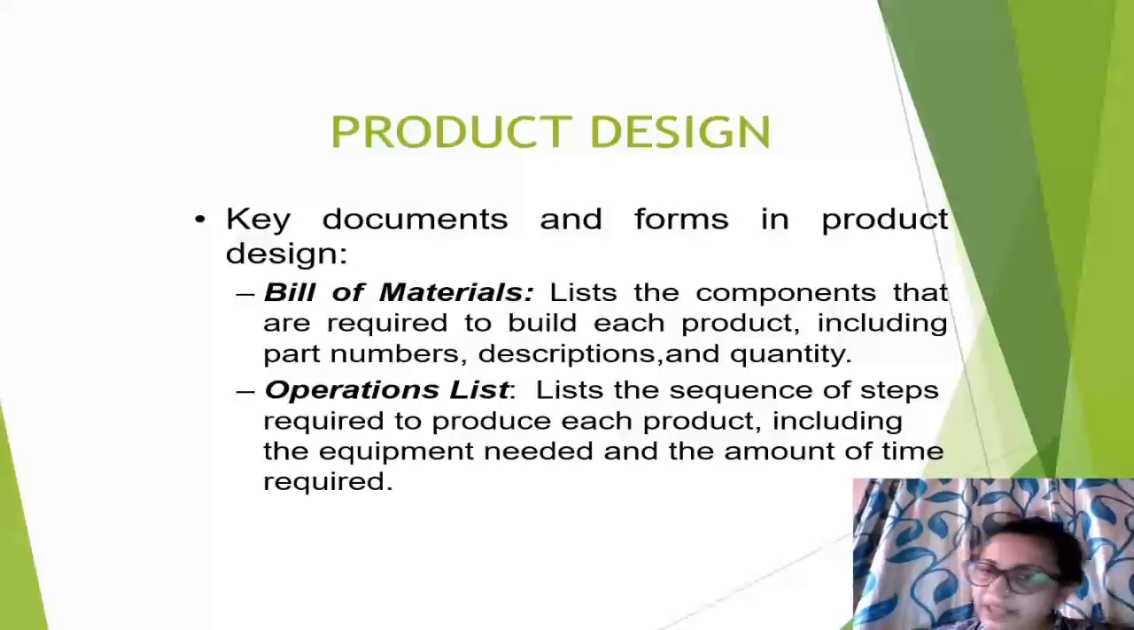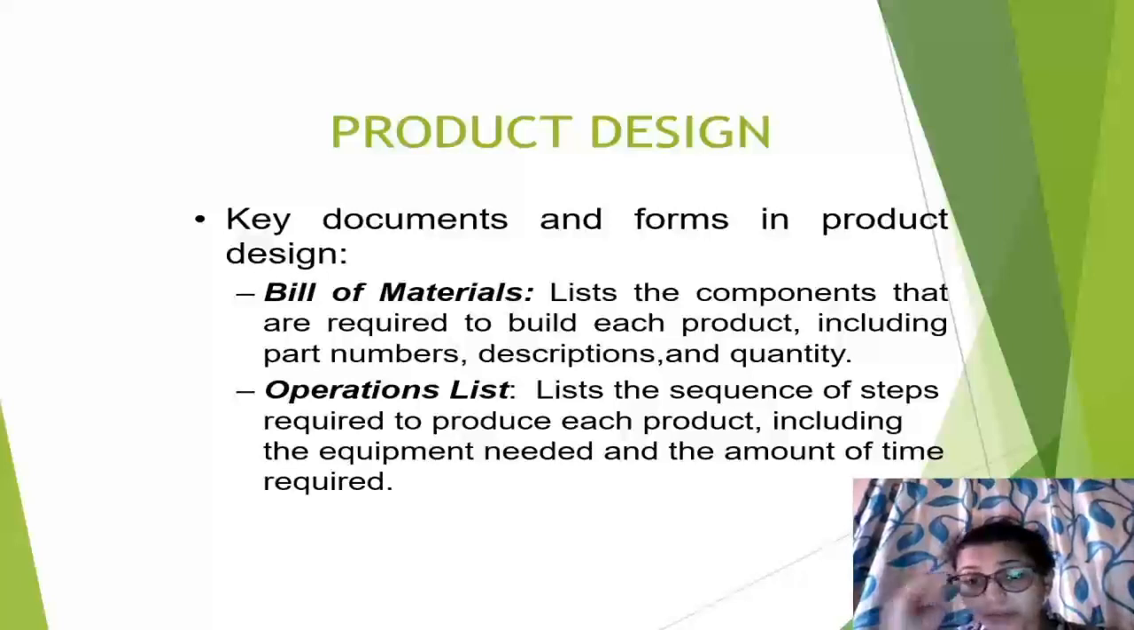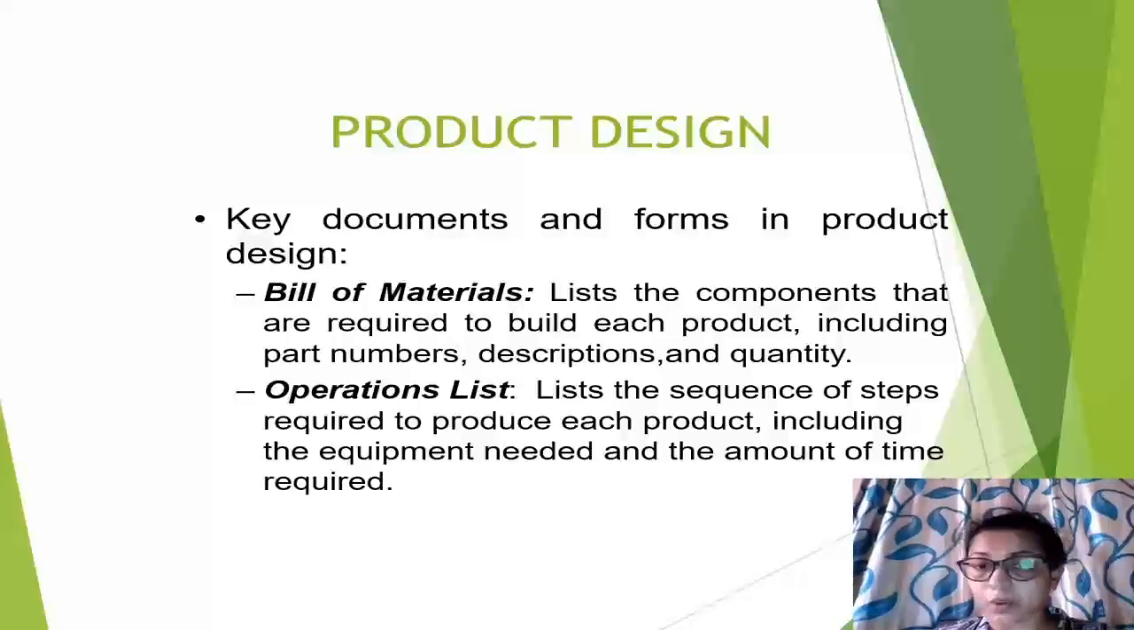Bill of materials. When the materials come, including the part number and description and quantity, how much quantity is coming, you need to keep all the records. And the operation list means including the equipment required, the amount of time required, then step by step, when the raw materials come, the first step in the raw material, then the second, third, each and every step's details and the equipment required, you need to take proper record, as well as to finish that product, the time requirement to produce one product, how much time you have taken, that you need to keep in a record.